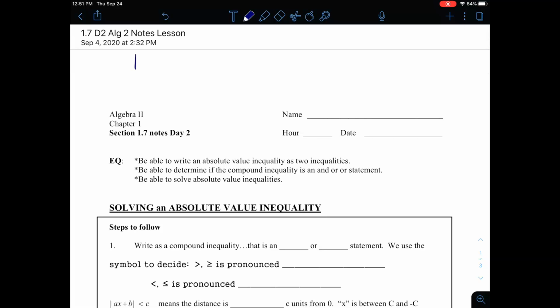So if you remember, if we had the absolute value of x minus 4 equals 2, we would split that from 1.7 day 1 into x minus 4 equals 2, or x minus 4 equals negative 2. If we do inequalities, we do the absolute value of x minus 4 is less than 2. It's a similar thing, so we're going to do this. Less than and greater than are kind of different options here, but we're still going to split it.